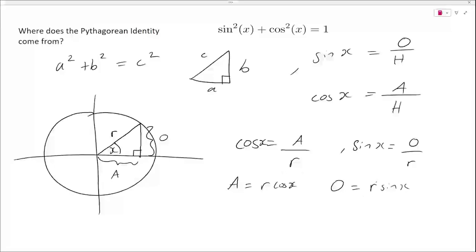And once again, if I plug these values for the adjacent side length and the opposite side length into Pythagoras' theorem, let's see what we get. So it would now become r squared cos squared x plus r squared sine squared x equals the hypotenuse squared, right? So that would be r squared. And what you'll see is that everything has that factor of r squared. So we can simply remove that factor. And what are we left with? Once more, cos squared x plus sine squared x equals 1, as required.